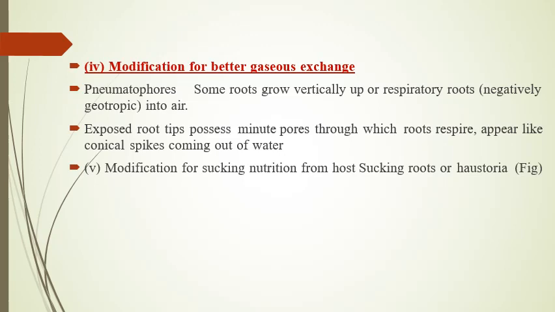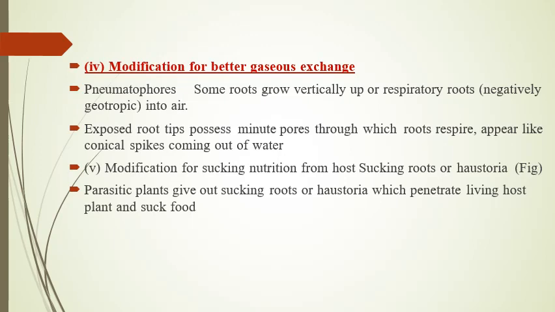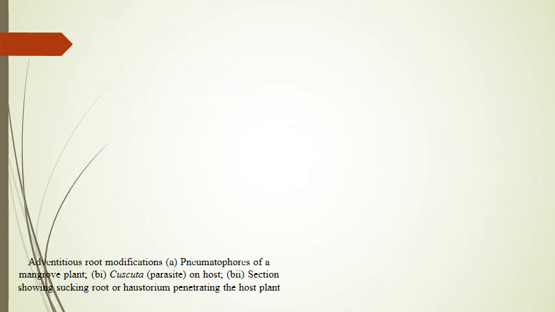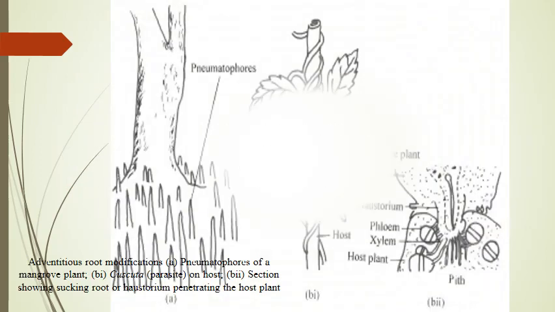Modification for sucking nutrition from host: sucking roots or haustoria. Parasitic plants give out sucking roots or haustoria which penetrate living host plant and suck food. You can see here.